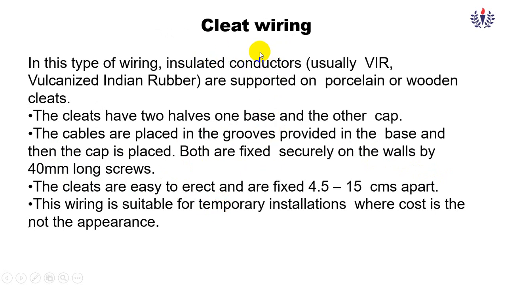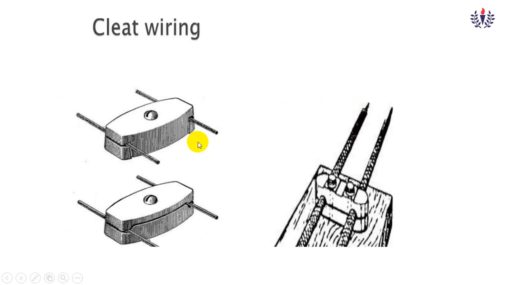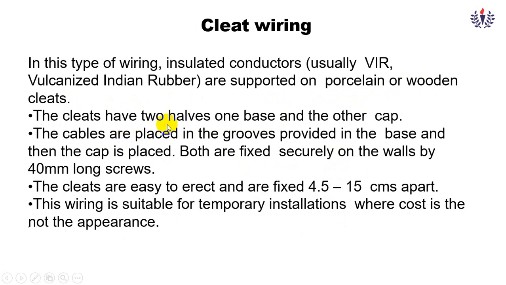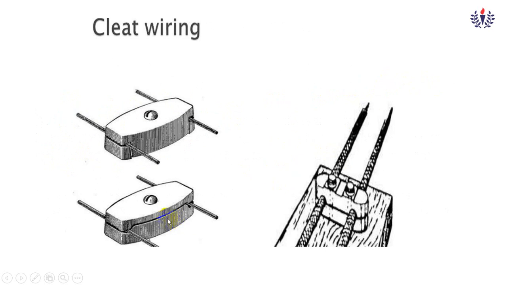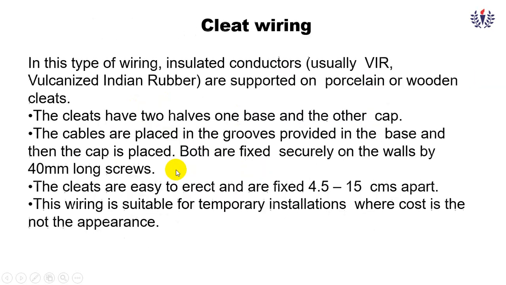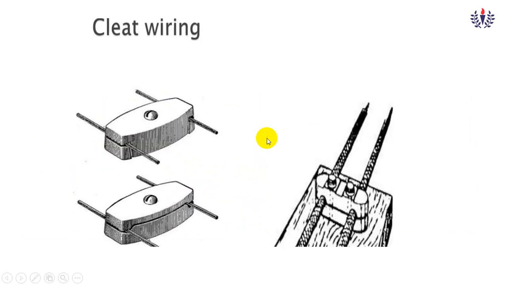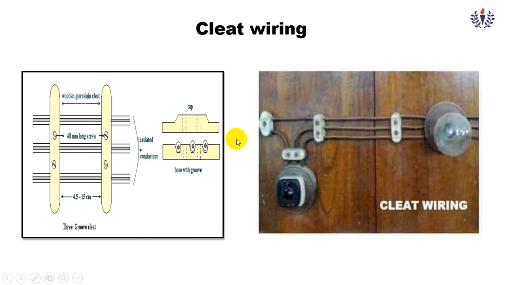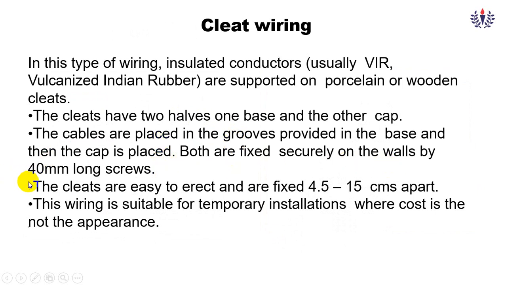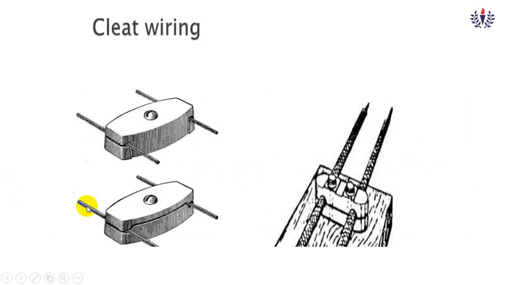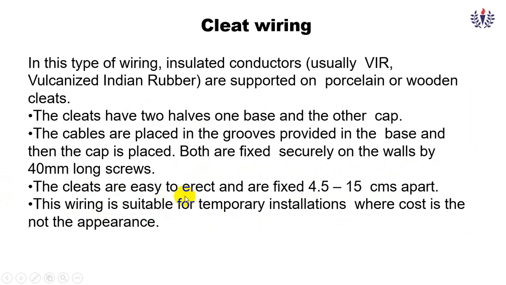Cleat wiring is a type of wiring in which insulated conductors, usually vulcanized Indian rubber, supported by porcelain or wooden cleats are used. Here you can see the wire with wooden cleats. The cleats have two halves, one is the base, other is the cap. The cable is placed in the grooves, and both are fixed securely on the walls using long screws. Here you can see the screws.